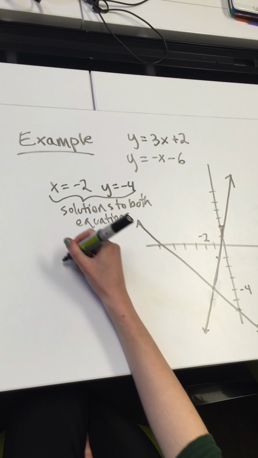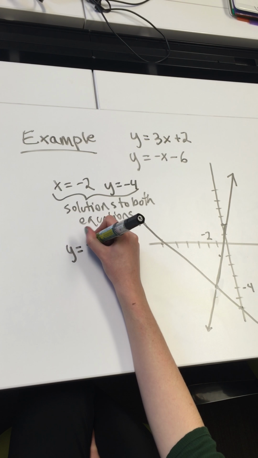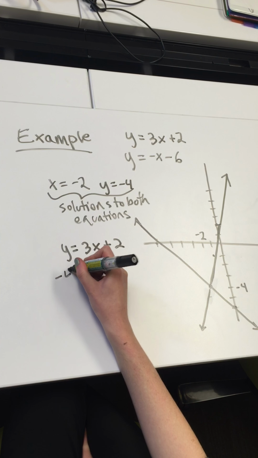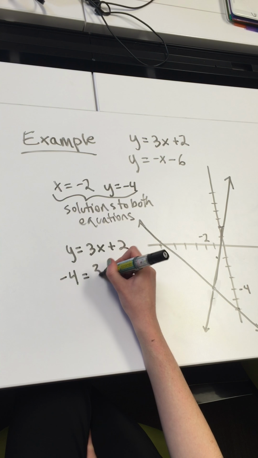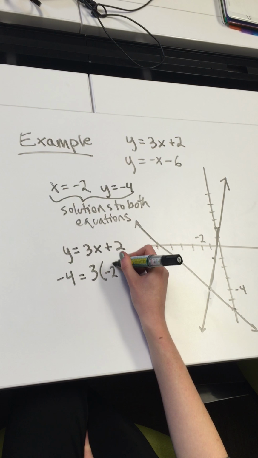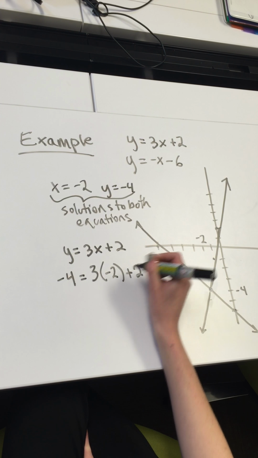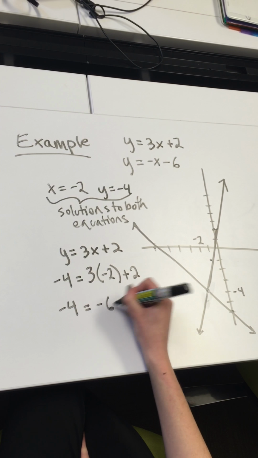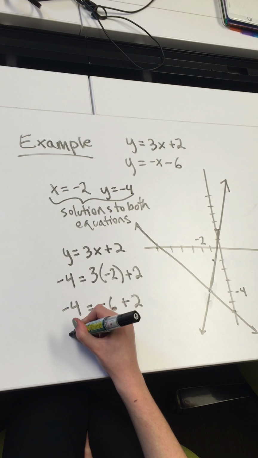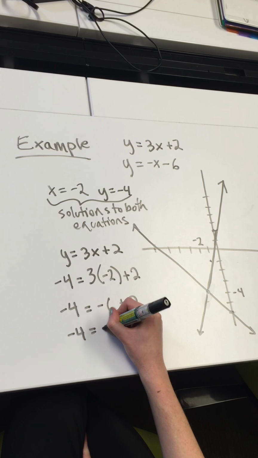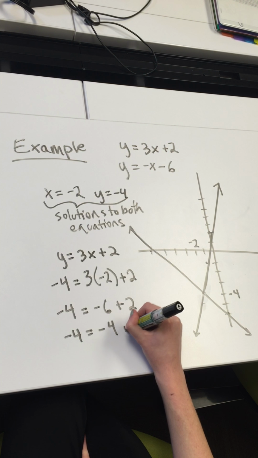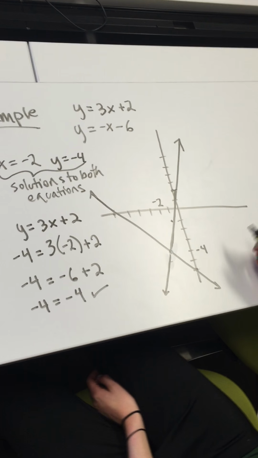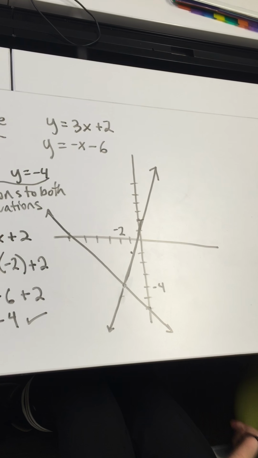So to verify this, we can plug in -4 for y and -2 for x, and simplify to make sure that we get the correct answer. And sure enough, -4 equals -4. But we're not done there, because since we have two equations, we have to verify it with the other one as well.